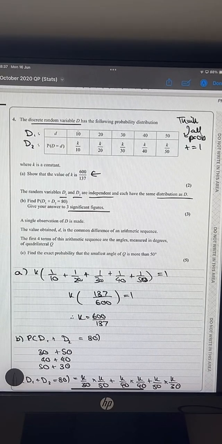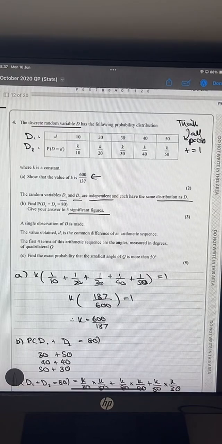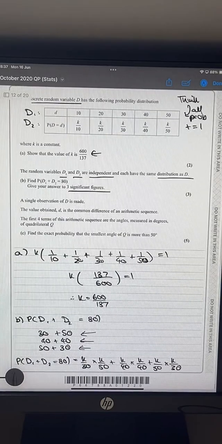So let's say I selected 10 from here. I need 70 from D2. Well, that doesn't exist. If I select 20 for D1, I need a 60 for D2. That doesn't exist. If I select 30 for D1 and I have a 50 from D2, I add those, I get 80. So that is one possible way of getting 80. Let's do it another way. 40 from D1 and 40 from D2 give me 80 as well. And 50 from D1 and 30 from D2 will also give me 80. Just know that they are the same distributions, okay? So that's how you do that.